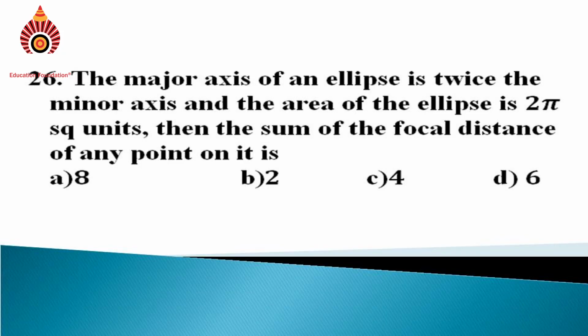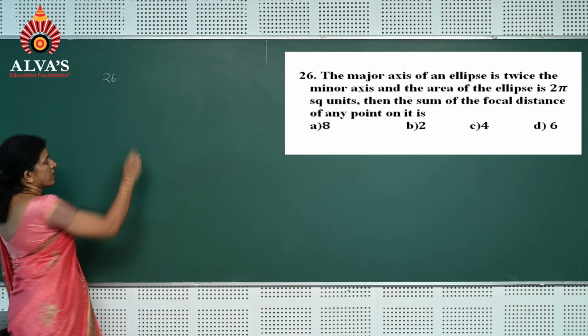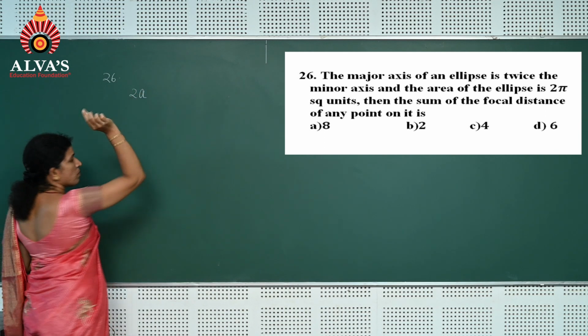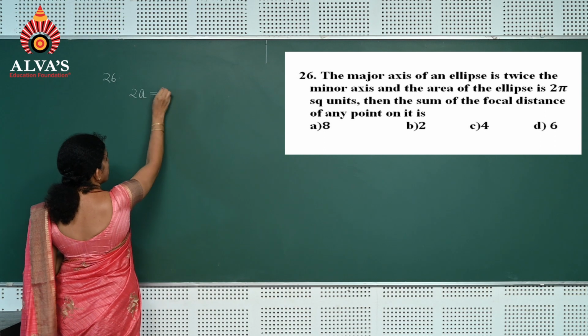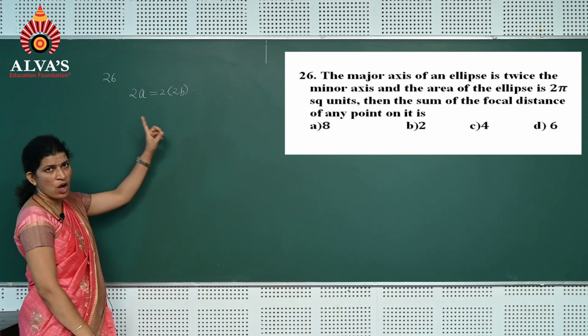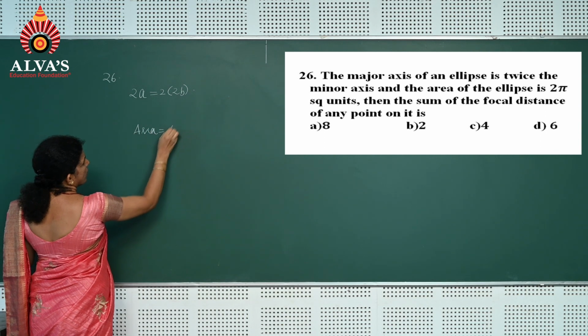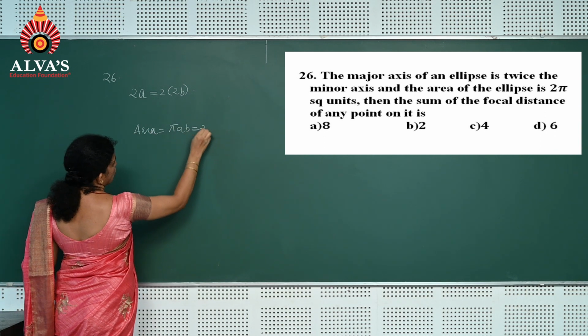Come to question number 26. The question is, the major axis of an ellipse is twice the minor axis and the area of the ellipse is 2 pi square units. Then the sum of the focal distance of any point on it we want. The length of the major axis is 2a, which is twice the length of the minor axis, 2b. And the area of the ellipse is given, that is 2 pi. We know area is pi AB, that is 2 pi.